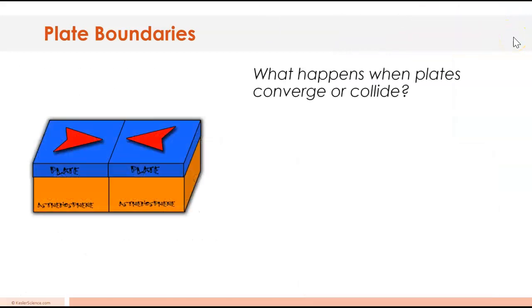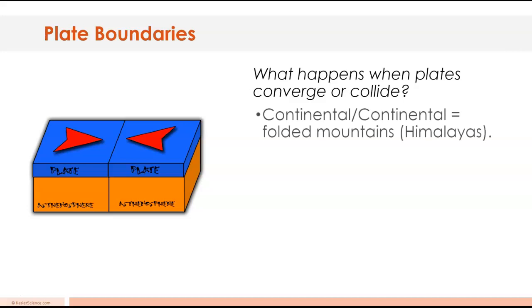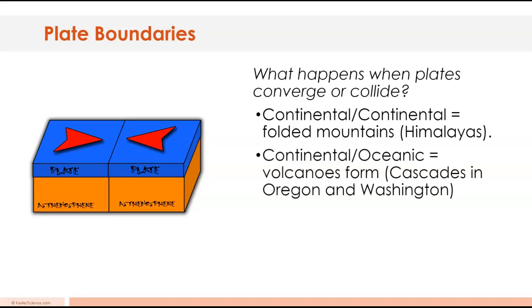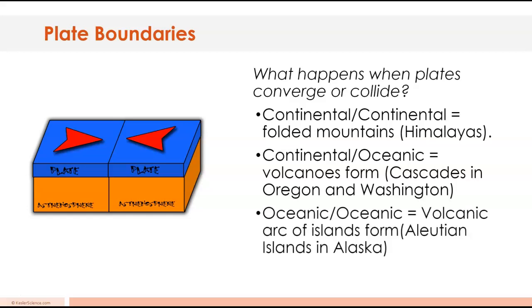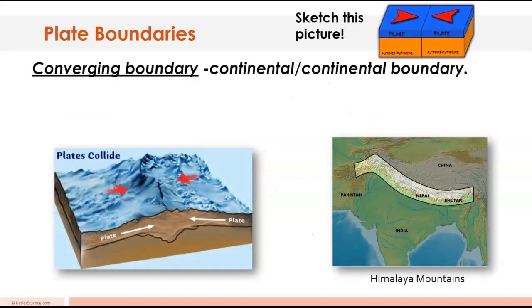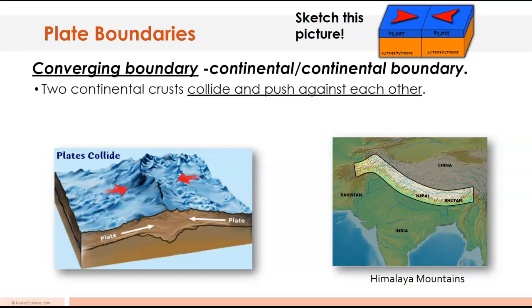All right, last up is our converging ones. There's a lot of different things that can happen. If we have continental hitting continental, we get folded mountains like the Himalayas. If we have continental colliding with oceanic, we get what happens in California and Oregon and Washington. We get a lot of volcanoes. If it's ocean versus ocean, we get a volcanic arc of islands like the Aleutian Islands in Alaska.